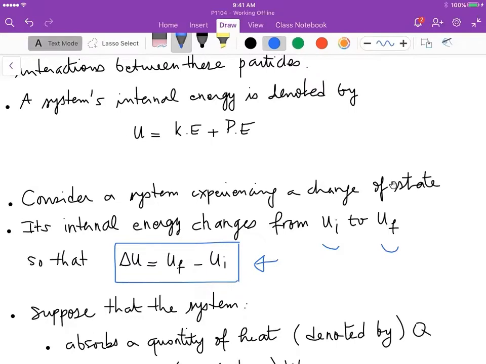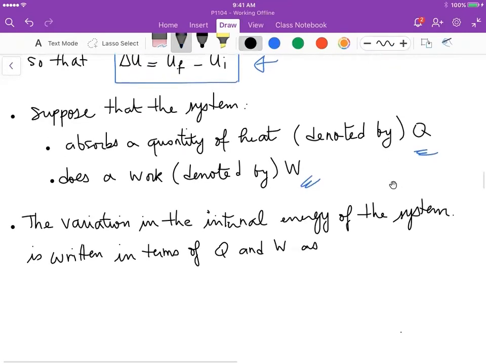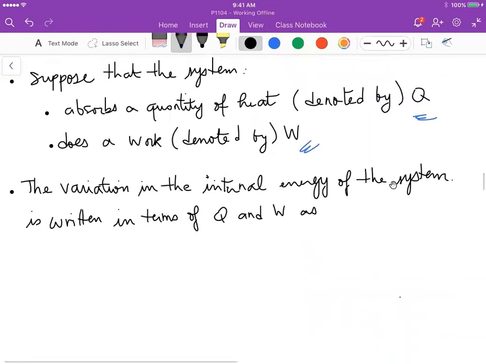So for this reason, let's define two things. Let's suppose that the system has absorbed a quantity of heat, which we denote by the quantity Q. And let's assume that the system also has done work against its surrounding, denoted by W. So the variation in the internal energy of the system can be written as a function of Q and as a function of the work W in the following way.